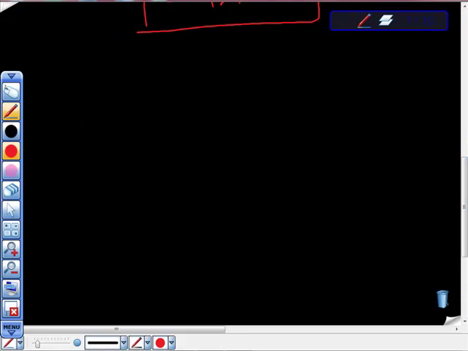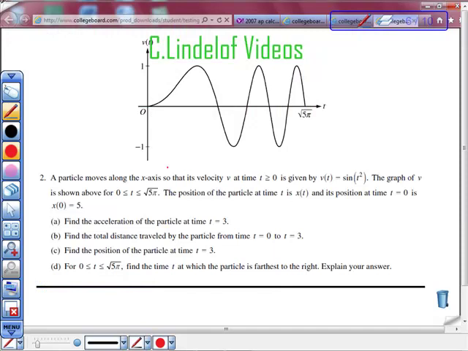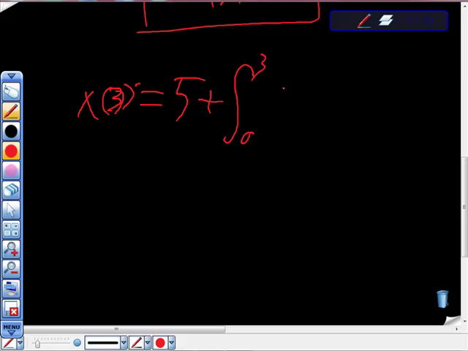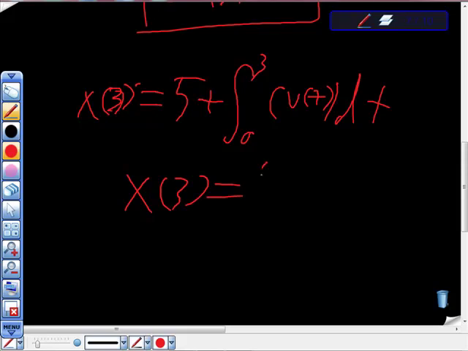Alright, next we're going to do C, which asks us to find the position of the particle at time equals 3. We have to remember it already told us that when time equals 0, the position is 5. So when we're doing this definite integral, we have to take that into account. So x of 3 equals 5, that's what it was at 0, plus our integral from 0 to 3 of v of t dt. Since it's the calculator section, that's all you really have to show other than your x of 3 equals 5.774.